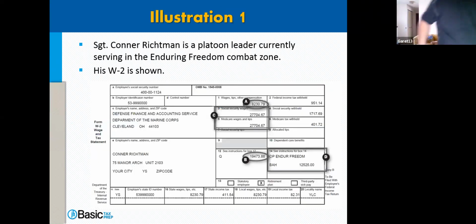Okay, so let's take a look at an example of a W-2. First of all, from the military, and I'm going to get my pointer up here again because it'll help.